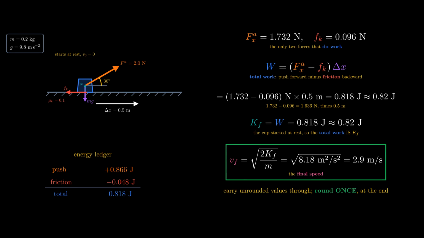One habit worth copying: carry unrounded values through and round once at the end. Round the work to 0.8 joules too early, and the speed comes back 2.8 instead of 2.9.